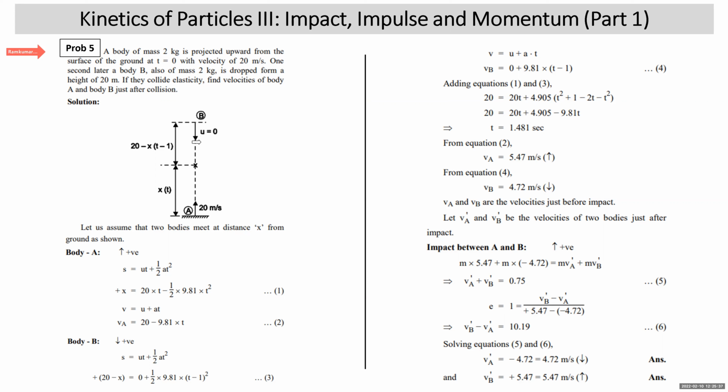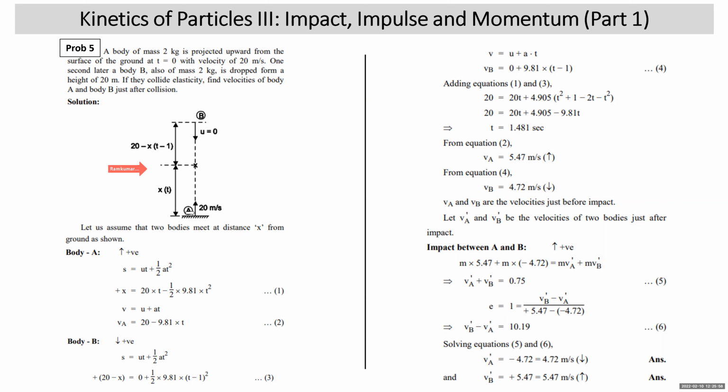B is dropped with the velocity 0. Of course, when this body A goes up, it will lose velocity. Body B, when it is dropped from 0, dropped means with 0 velocity, will gain velocity. They will meet somewhere in between. So this is a meeting point of body A and B. I'm assuming that they are meeting at distance x from the bottom, right?